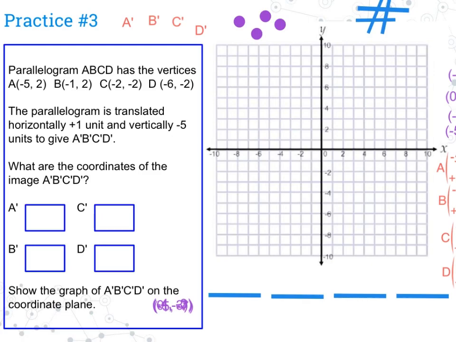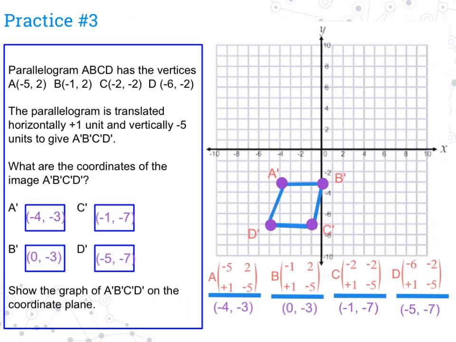So look at practice number 3. It asks you to move the parallelogram, this time horizontally +1 and vertically -5, and it's listed the points for you there. It hasn't given you the picture on the coordinate plane, but luckily for you, you know how to do that with just math now. So I want you to pause the video, I want you to complete the problem for yourself, and I want you to press play again to see if your answer is correct.